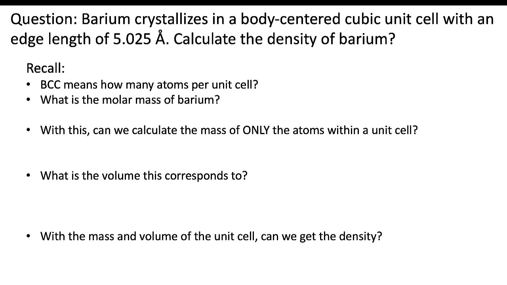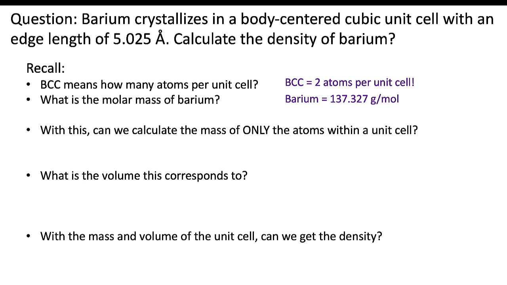All right, let's go ahead and take a walk through. Body-centered cubic, this means 2 atoms per unit cell. We determined this previously, 1 corner atom and 1 body-centered atom. Molar mass of barium, this is 137.327 grams per mole. We can get this from the periodic table, right? And we're starting on our way, right? We know now the mass of a certain number of barium atoms. That would be very important to know here.